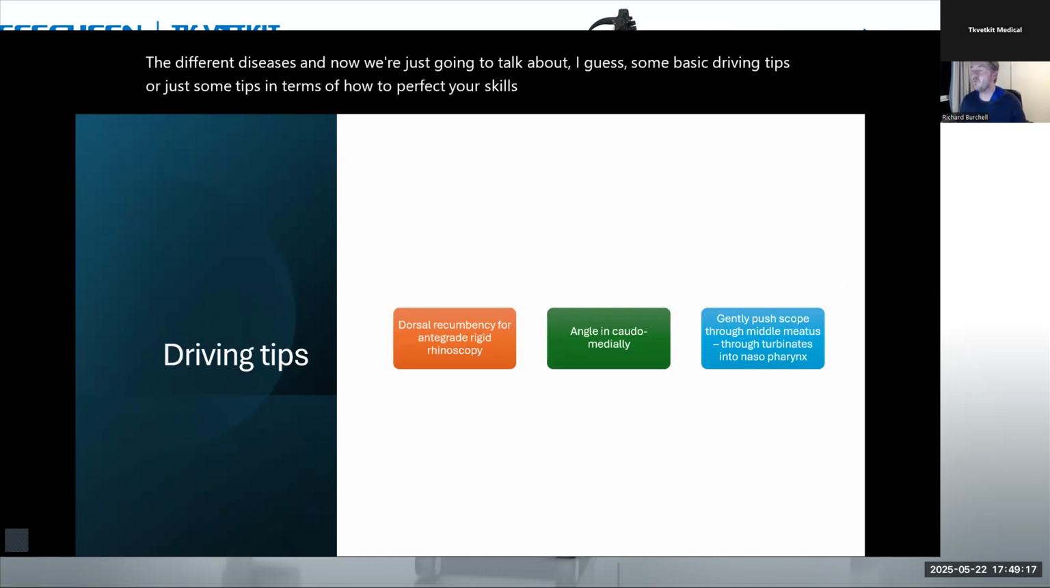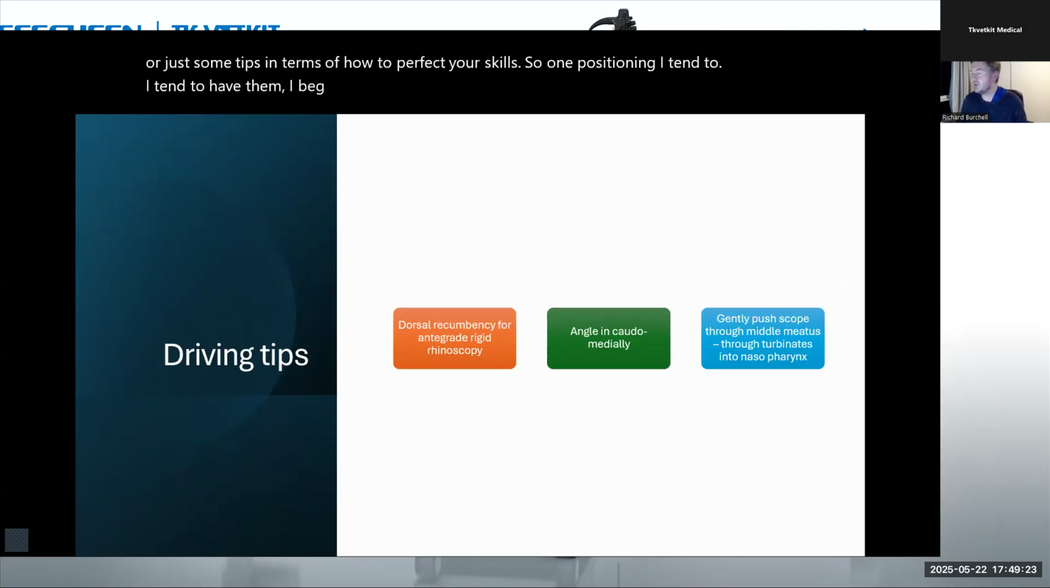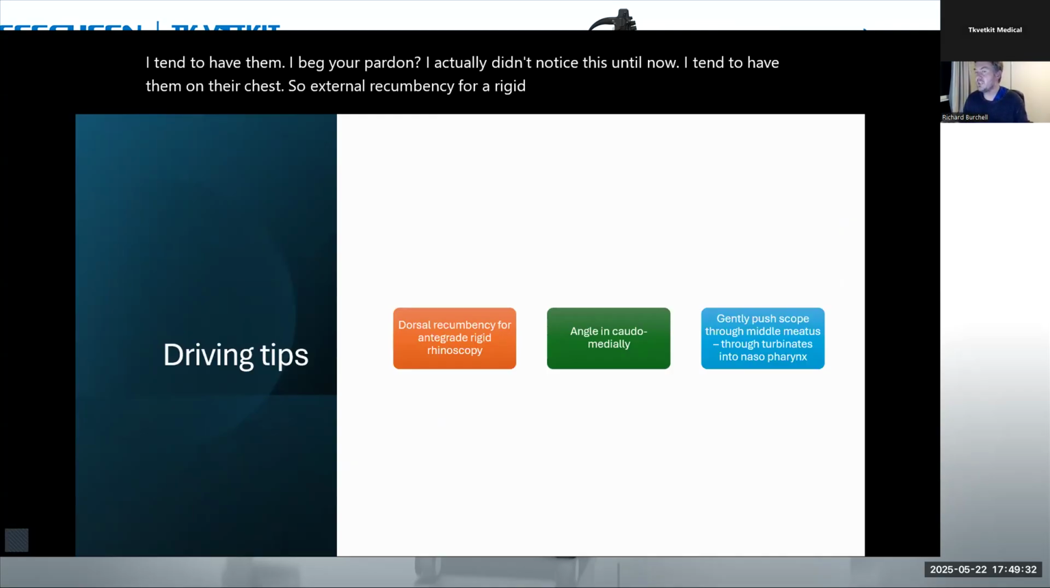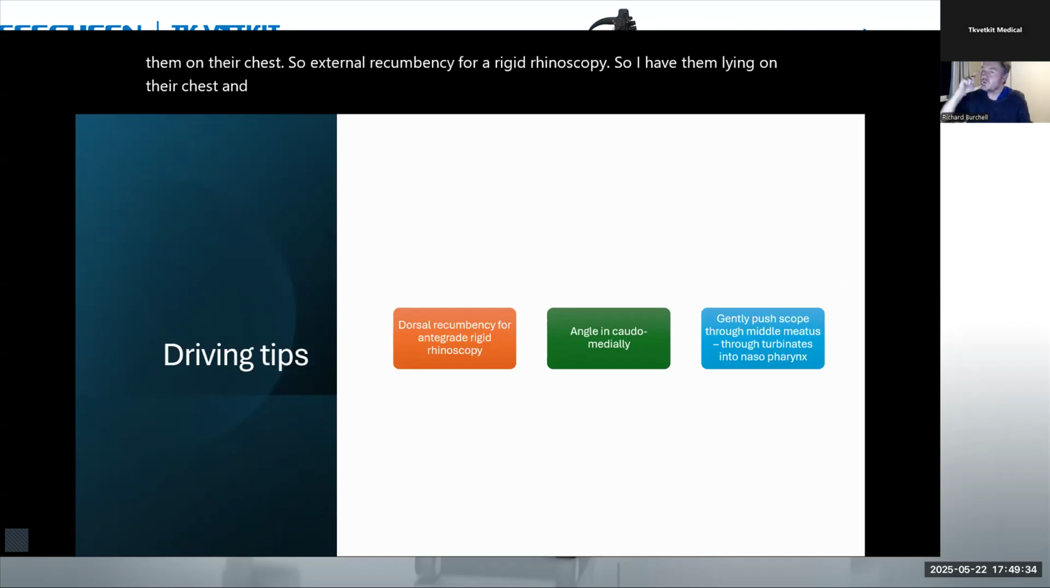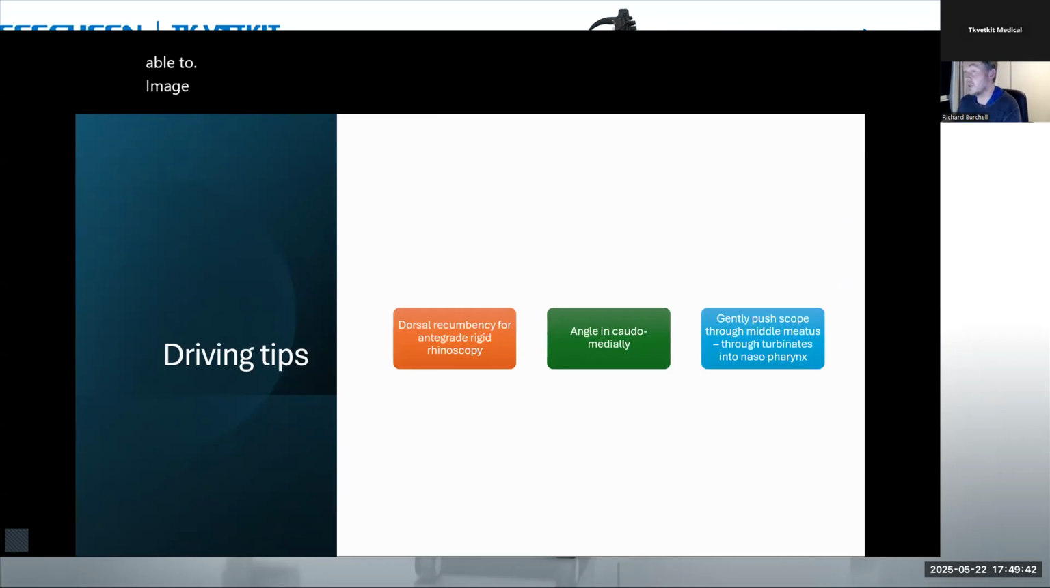So one, positioning. I actually didn't notice this until now. I tend to have them on their chest, so in sternal recumbency for a rigid rhinoscopy. So I have them lying on their chest, and I often will use one of those rabbit gags to keep the mouth open so that I'm able to image the nasopharynx at the same time.